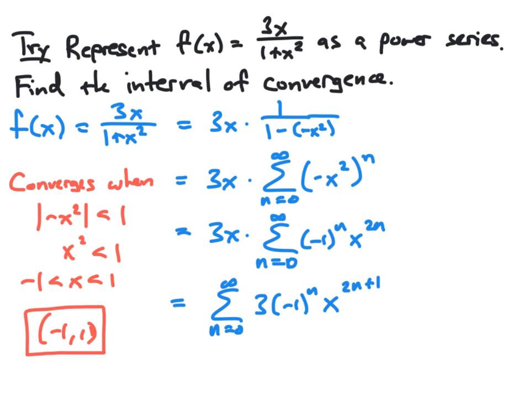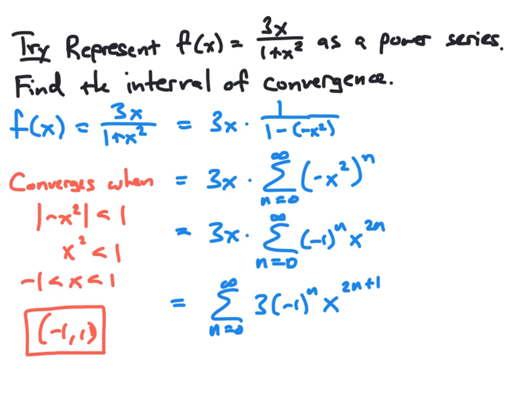We start by rewriting this function as 3x times 1 over 1 minus quantity negative x squared. 1 over 1 minus negative x squared can then be rewritten as a series using the geometric series sum formula, and so we have 3x times the sum from n equals 0 to infinity of negative x squared quantity to the nth power. We can simplify the term of this series to obtain 3x times the sum from n equals 0 to infinity of -1 to the n times x to the 2n.